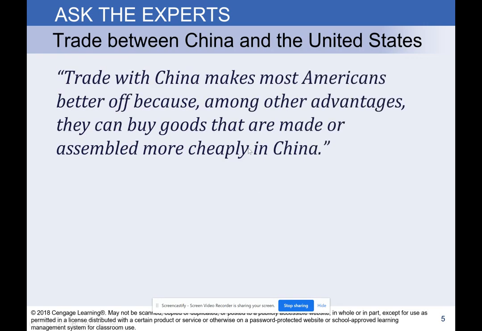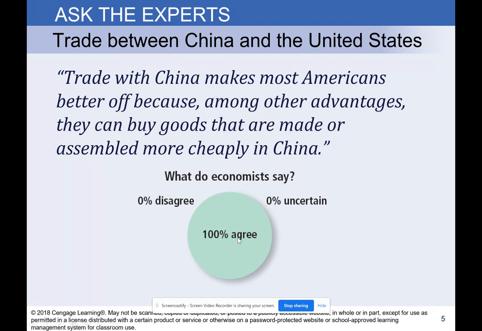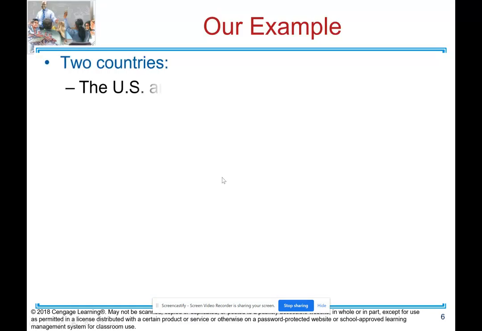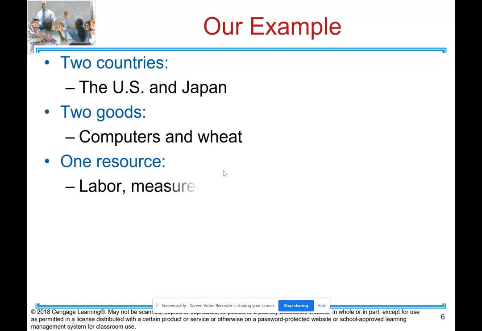Asking the experts, trade between China and the United States. Trade with China makes most Americans better off because, among other advantages, they can buy goods that are made or assembled more cheaply in China. Well, 100% of economists agree trade is a good thing. Nobody disagrees. So let's look at an example.